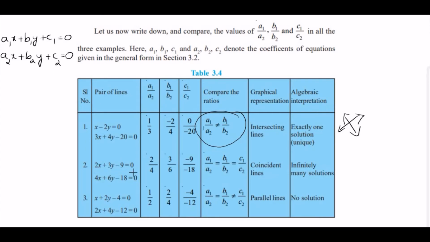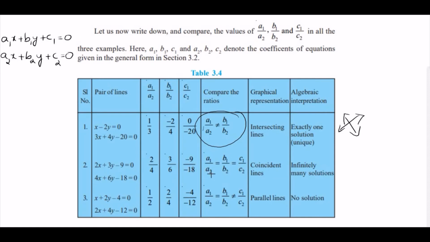When you consider this pair of linear equations, you can see A1 is 2 and A2 is 4. So A1 by A2 is 2 by 4. Here B1 is 3 and B2 is 6, so B1 by B2 is 3 by 6, and C1 is minus 9 and C2 is minus 18. So minus 9 by minus 18. You can see 2 by 4 is 1 by 2. 3 by 6 is also 1 by 2. Minus 9 by minus 18 is also 1 by 2. That is, A1 by A2 is equal to B1 by B2 is equal to C1 by C2.